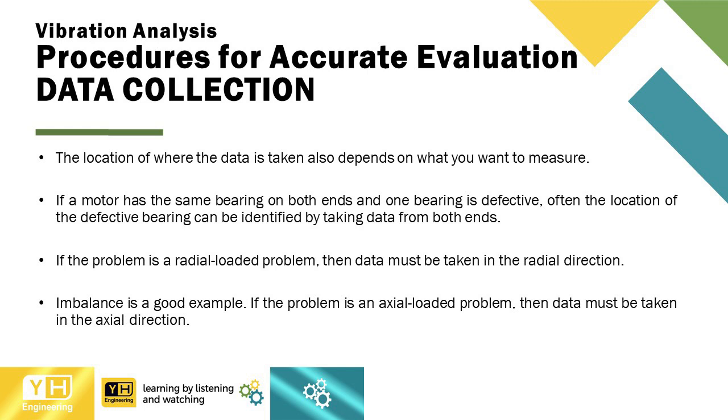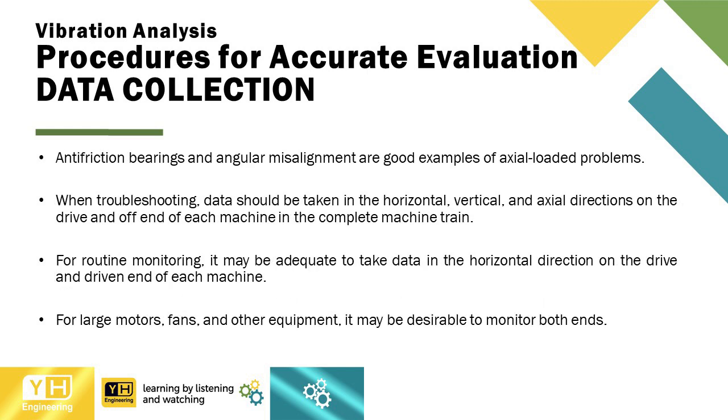If a motor has the same bearing on both ends and one bearing is defective, often the location of the defective bearing can be identified by taking data from both ends. If the problem is a radial loaded problem, then data must be taken in the radial direction. Imbalance is a good example. If the problem is an axial loaded problem, then data must be taken in the axial direction. Anti-friction bearings and angular misalignment are good examples of axial loaded problems.